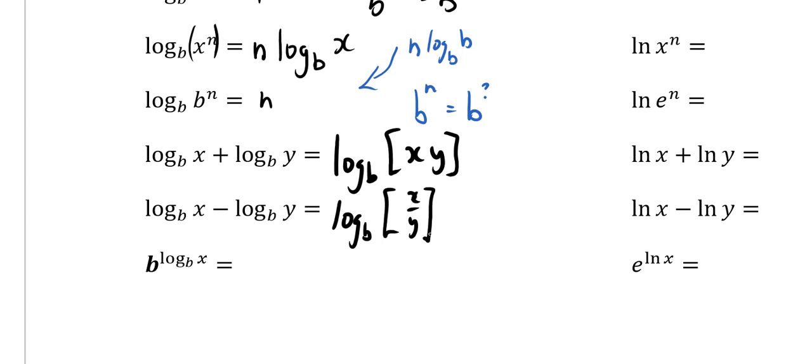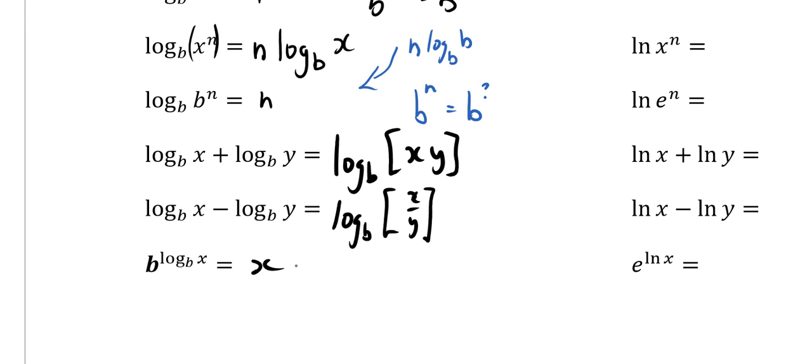This is a tricky one. It doesn't come up as much. B to the log base b of x is equal to, anybody want to guess? Yeah, it's x. The thing about this is that on the test, this always comes up on the test at MHF. You won't see it in calculus, but it may come up throughout the unit, but it won't just be a question like this, I don't think.